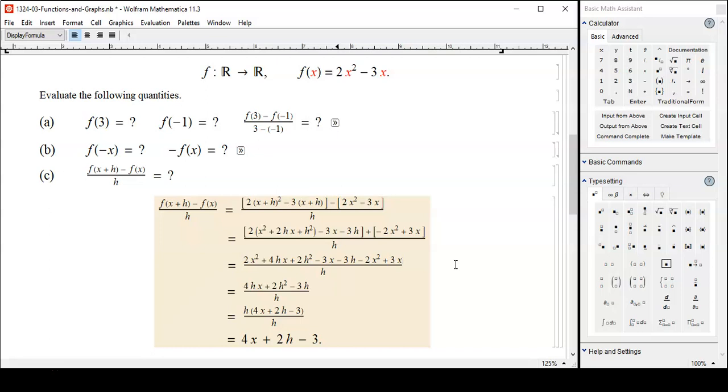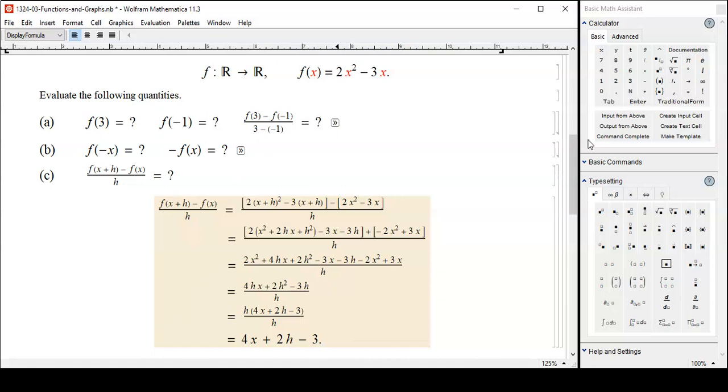Now, do you see some simplification? If you did your computation correctly, you will see some simplification. This negative 3x and this positive 3x, and then this 2x squared and this negative 2x squared. What's left is, as you can see over here, make sense? And then factor h out, and then cancel out the denominator. Bingo, we have this expression, 4x plus 2h minus 3.